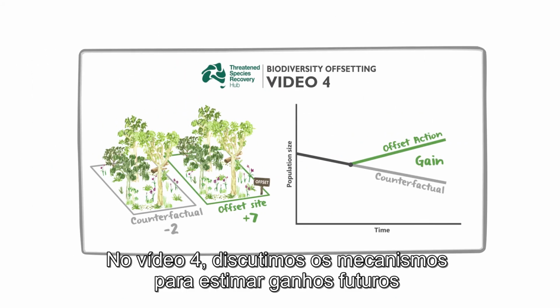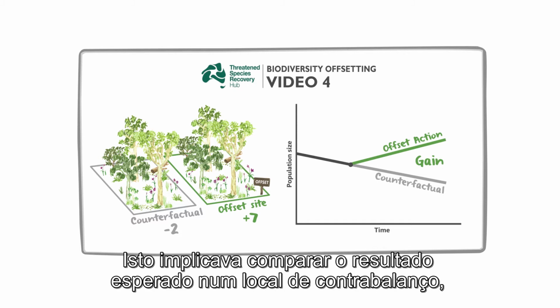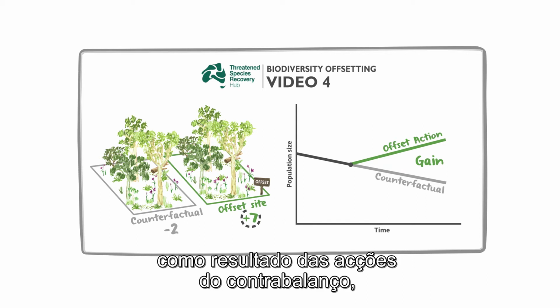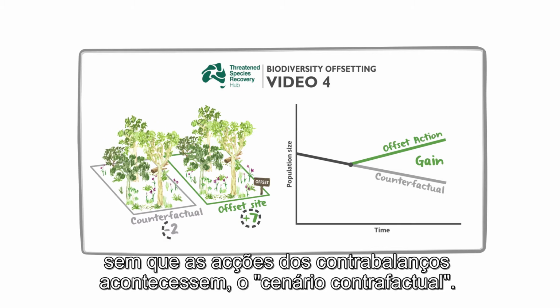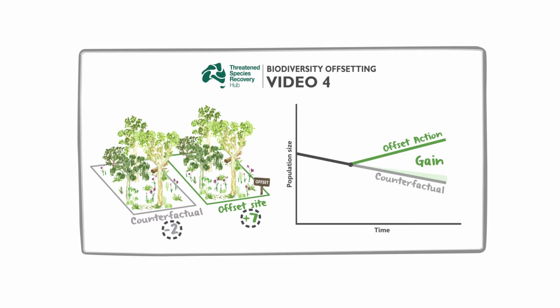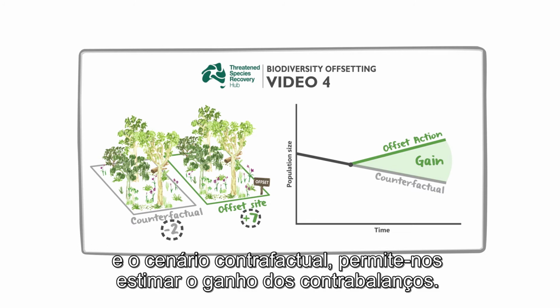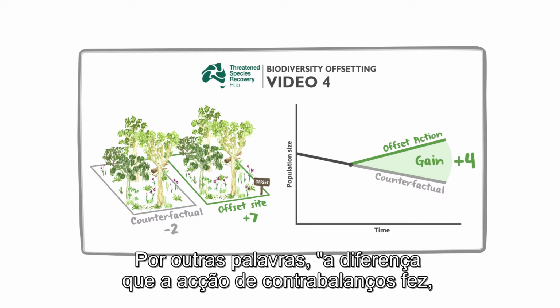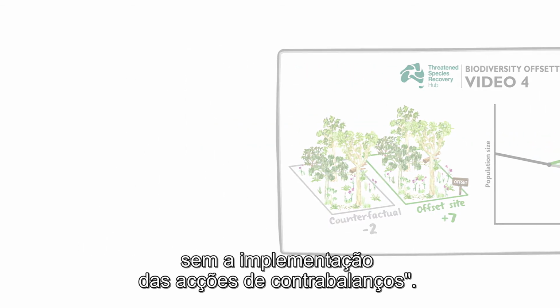In video 4, we discussed how to estimate the future gains that we think we will get from an offset action. This involved comparing the expected outcome at an offset site as a result of the offset actions with an estimate of what would have happened at that site without the offset actions, the counterfactual scenario. The difference between the outcome with the offset action and the counterfactual scenario allows us to estimate the gain from the offset. In other words, the difference the offset action made compared to what would have happened without the offset.